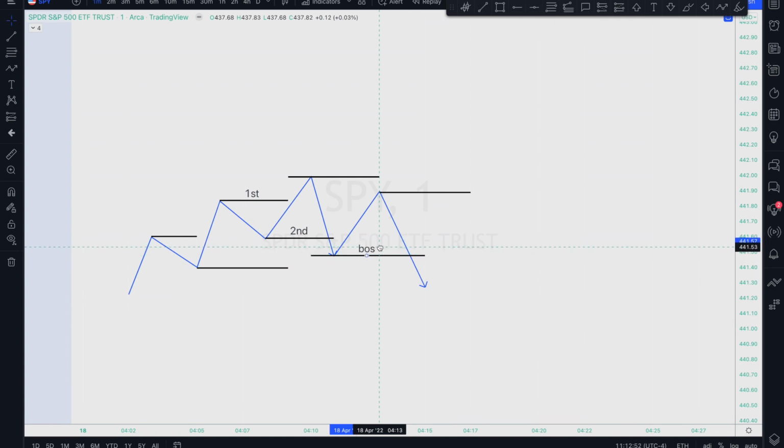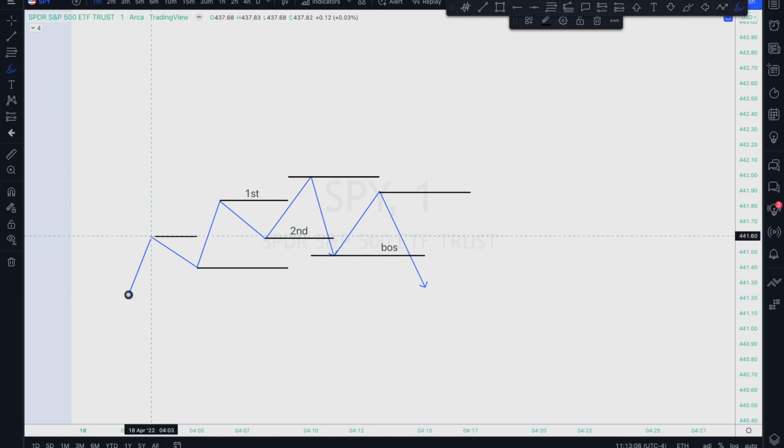So with this, you want to think of a break of structure as trend continuation, and you want to think of change of character as trend reversal. So if we have an uptrend, right? Let's go through this one more time slowly. We have an uptrend. We have a low. We have a high. We have a higher low. We have a higher high. We have a higher low. We have a higher high.